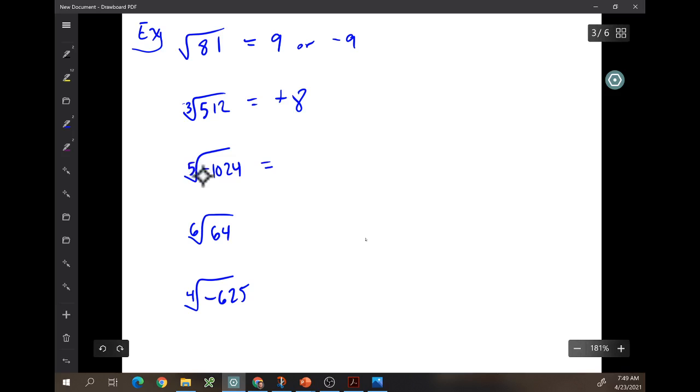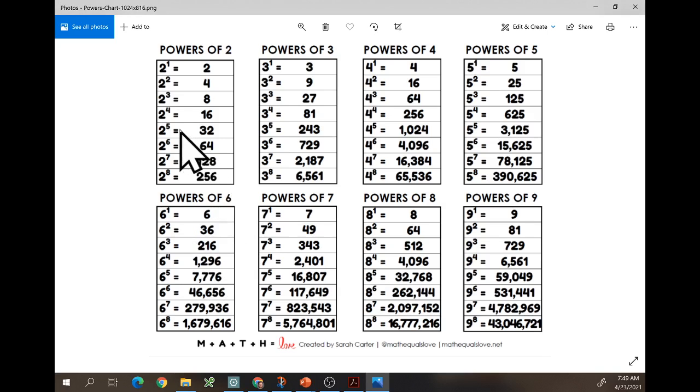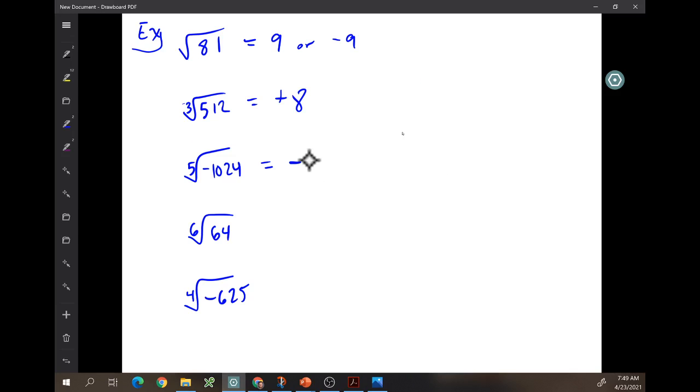Now we have another odd power, so negative is okay, and our answer will be negative. So something to the 5th power should give 1024. So we're looking in the 5th row. 4 to the 5th gives 1024, but it's going to be negative 4. And you can check your work. You can do negative 4 times negative 4 times negative 4 times negative 4 times negative 4 on a calculator, and you'll end up with negative 1024.